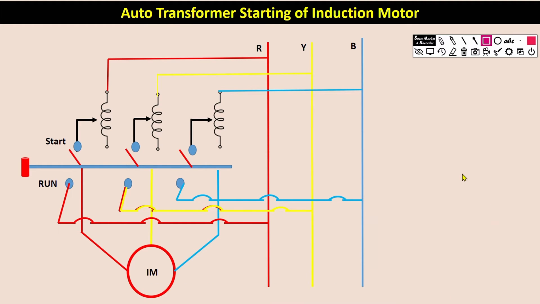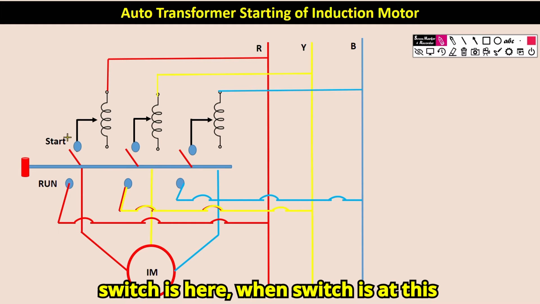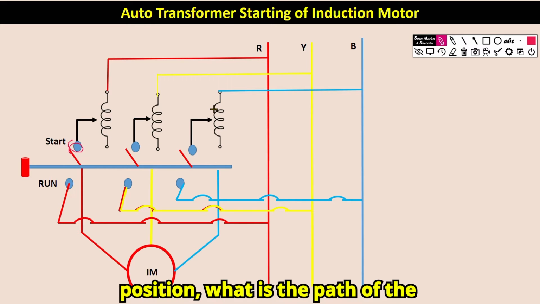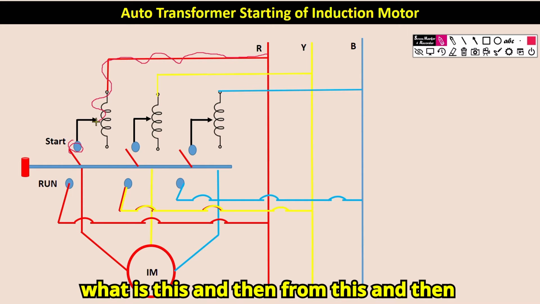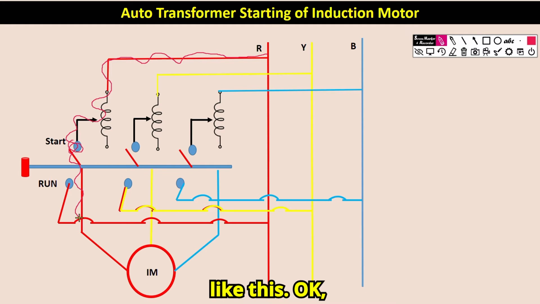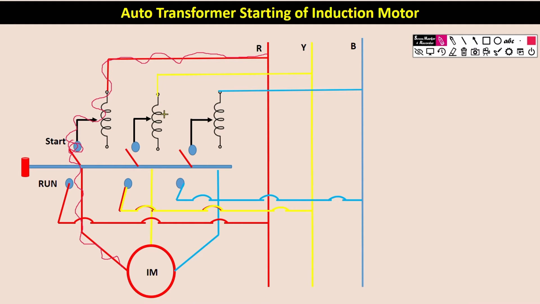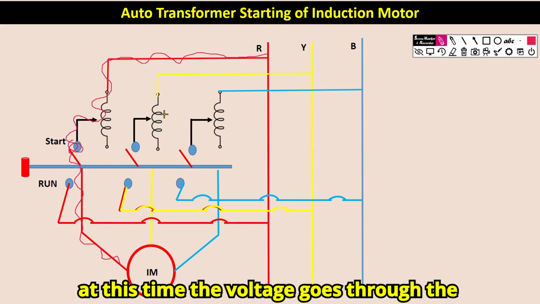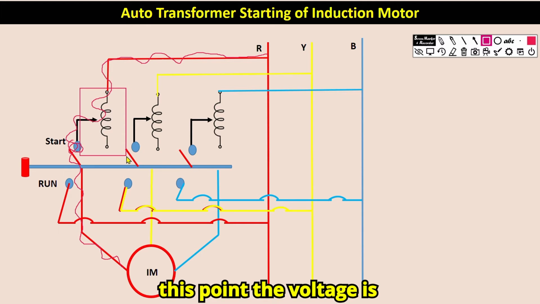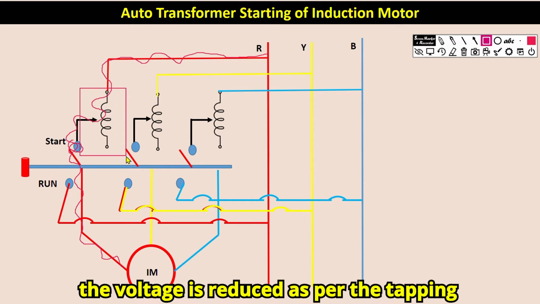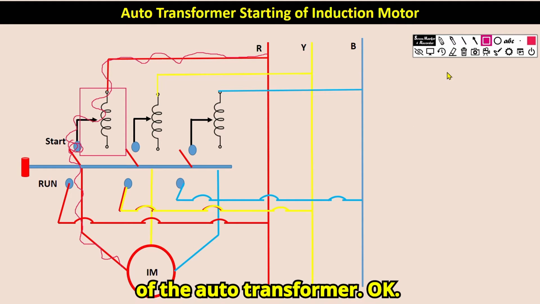on the auto transformer. And then one thing you can see, when the switch is at this position, what is the path of the voltage? The power voltage goes like this toward this, and then from this, and then like this. That means at this time the voltage goes through the starter, and here the voltage is reduced as per the tap setting of the auto transformer.